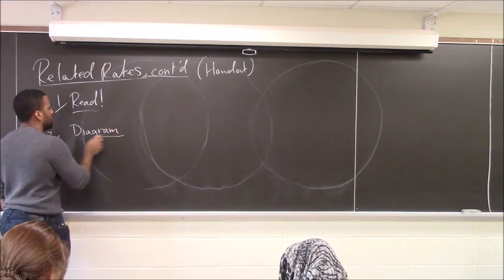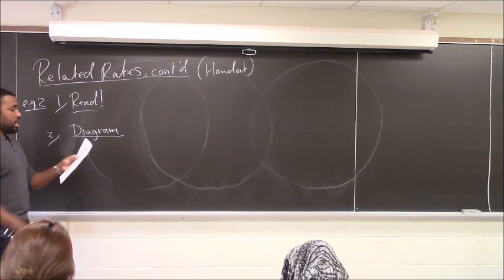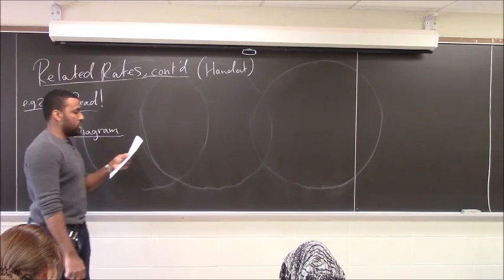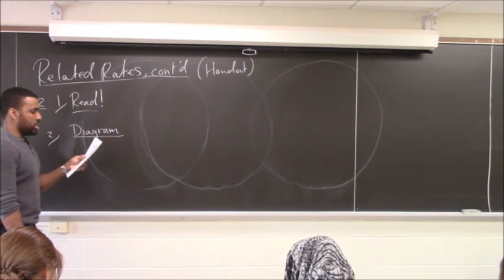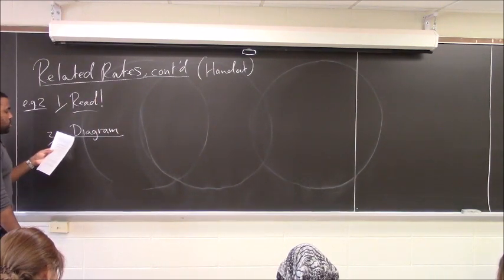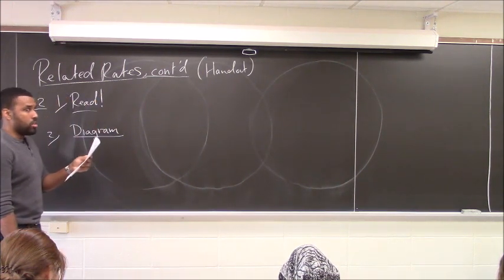Okay, so step 2, after you read, if possible or necessary, you're going to set up a diagram of this situation, and you're going to label it intelligently. So let's go with example 2. Reading that, we see the length of a rectangle is increasing at a rate of 8 centimeters per second. The width is increasing at a rate of 3 centimeters per second. When the length is 20 and the width is 10 centimeters respectively, how fast is the area changing?